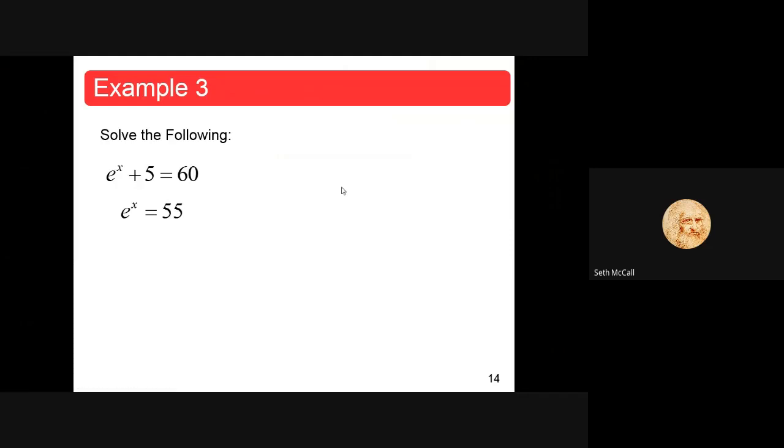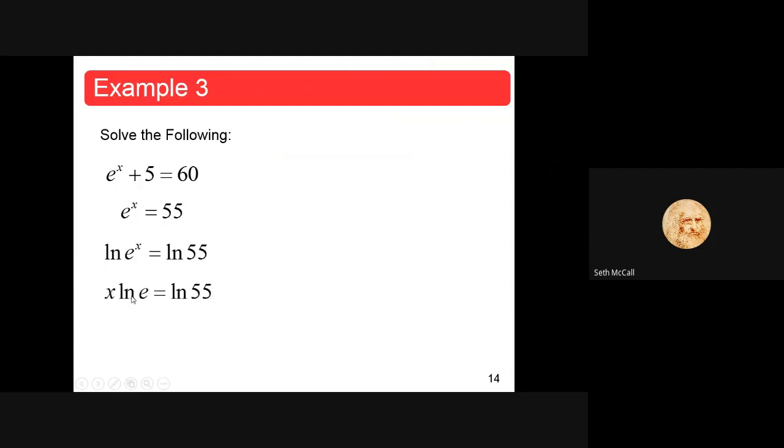Now that we have e to the x equals 55, we are going to log both sides of the equation so we can get the x down out of the exponent position. Since this exponential is base e, we're going to use natural log, and so we're going to natural log both sides of the equation. And now we can utilize the power property, which allows us to bring this x down and in front of the natural log.